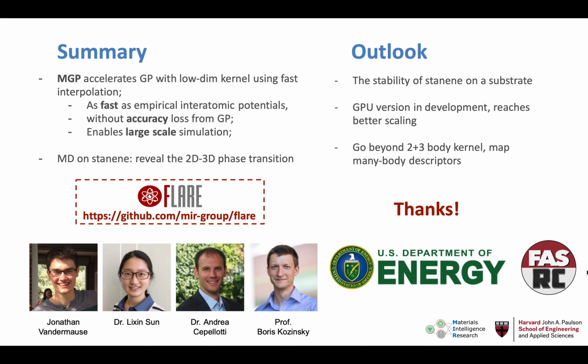So to briefly summarize, we developed the mapped Gaussian process, which accelerates the Gaussian process regression using the fast interpolation approach. Therefore, high accuracy and high efficiency are obtained. Then we trained and used the force field to run large-scale simulation on the Stanene system and revealed its 2D to 3D phase transition. And just as we saw, there is the metastability of this system.